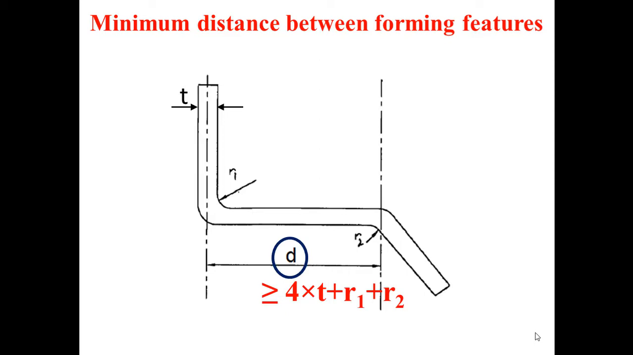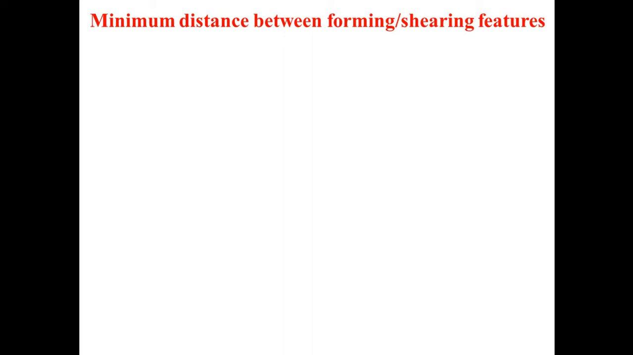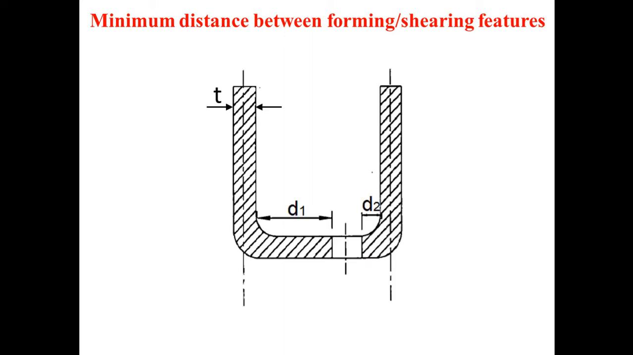For the minimum distance between forming and shearing features, as you can see in this figure, we have a sheet metal part with two forming features and a shearing feature which is a hole. D1 and D2 are the distance from each forming feature to the hole. The rule is that this distance must be higher than 2 times the thickness of the sheet metal part plus the radius of the forming feature.